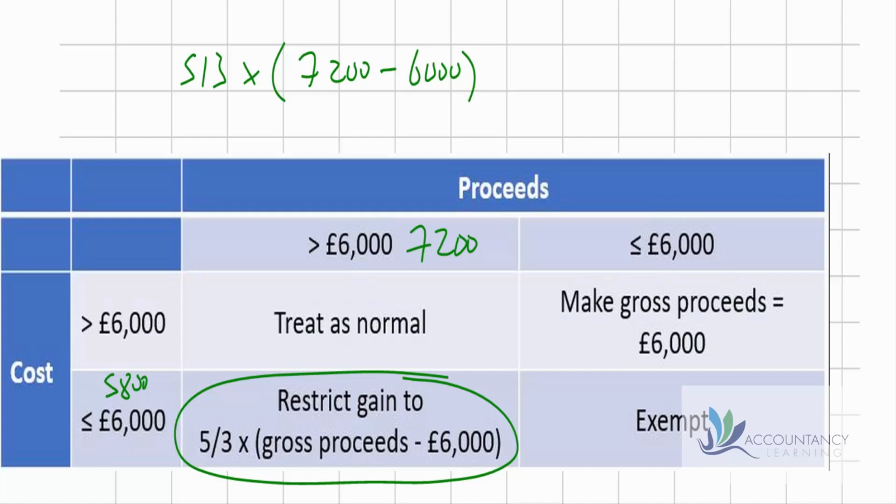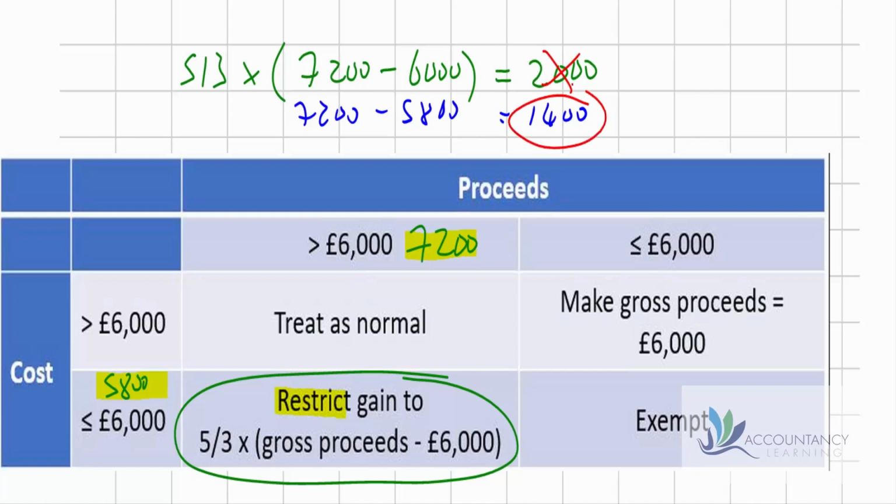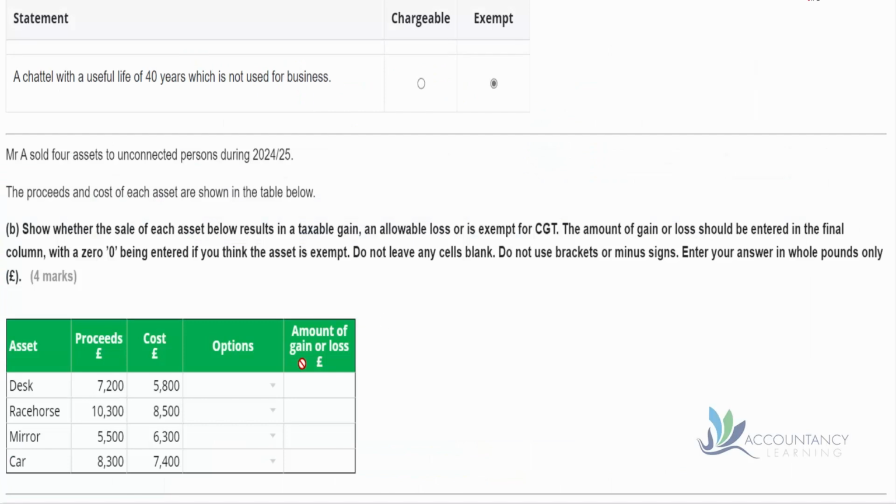So that gives us a restricted gain of 2,000. But remember, we're going to restrict the gain to 2,000, but what was the gain in the first place? So we sold it for 7,200 and we bought it for 5,800. So our actual gain was only 1,400. So we don't need to apply the restriction here anyway. So we're just going to use the actual gain of 1,400. So in this case then, we do have a taxable gain of the 1,400.